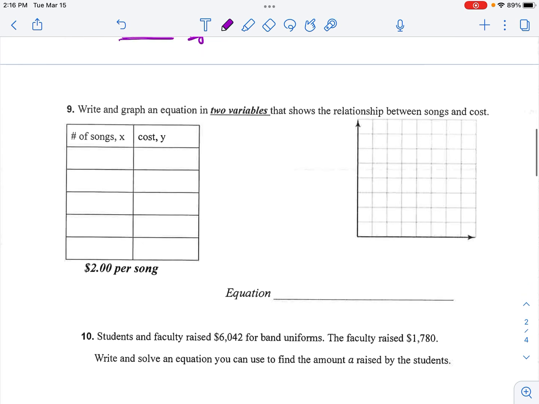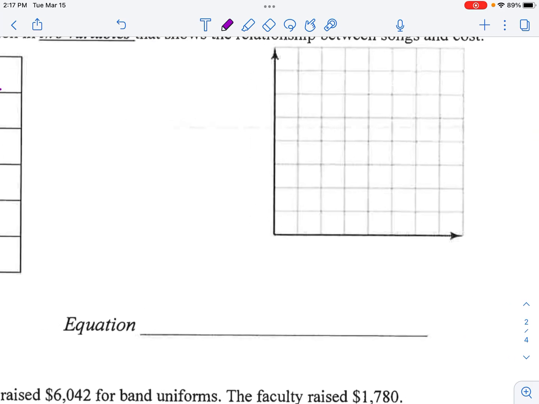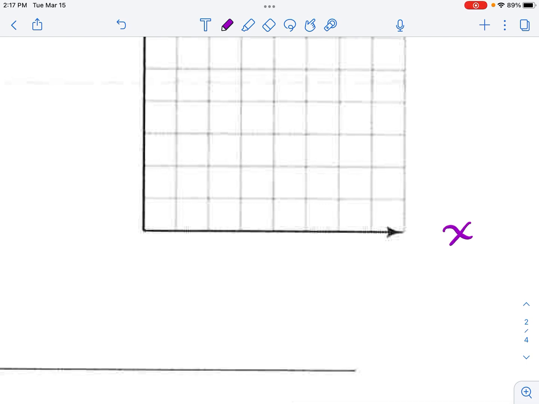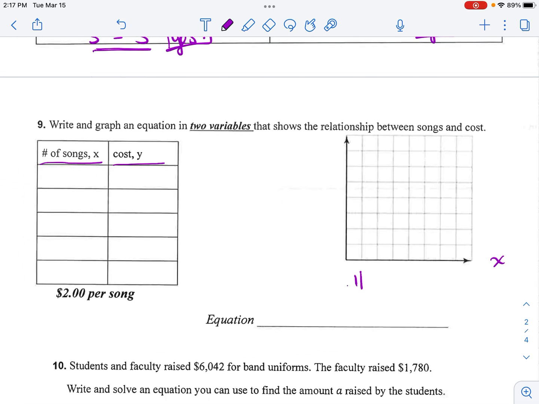Okay, page 2. We are writing and graphing an equation in 2 variables, which means I need an x and a y, that shows the relationship between songs and cost. Number of songs is our x, the cost is our y. That tells you down here, this is our x, which is the number of songs when we go to graph it in a moment, and our y is cost.